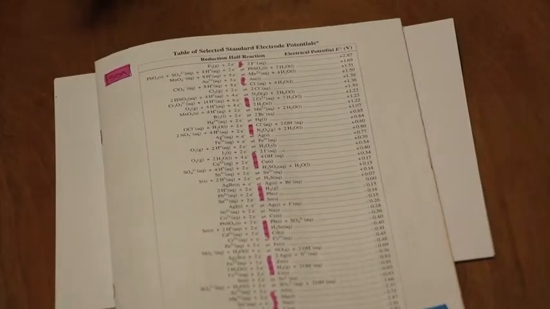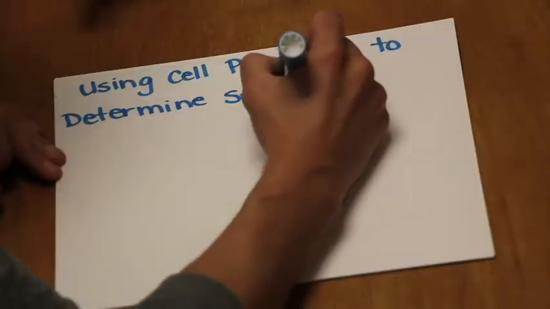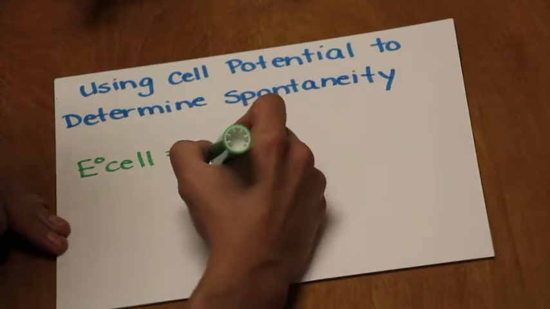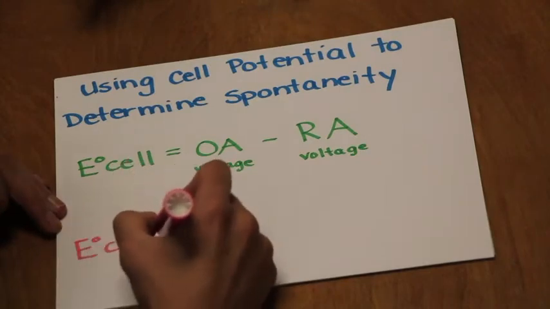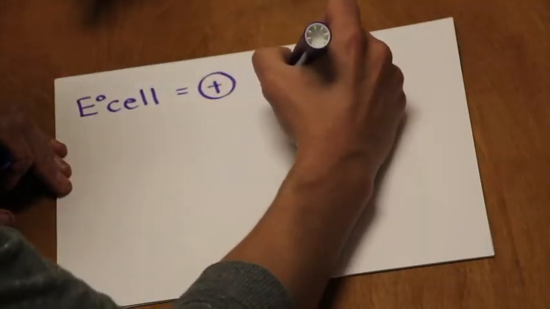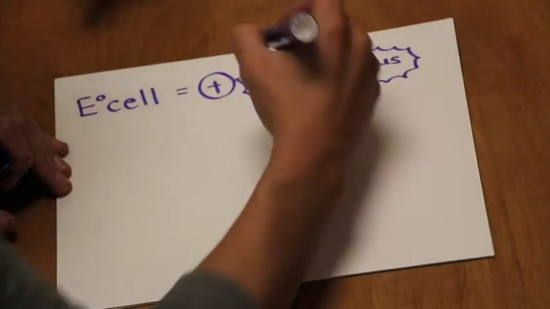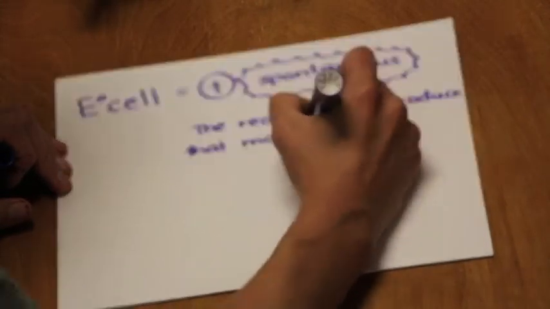You can also determine the spontaneity by comparing the oxidizing agent voltage versus the reducing agent voltage. The voltages can be found on the chart in the data booklet. You will determine the cell potential by subtracting the reducing agent from the oxidizing agent, or cathode minus anode. If the cell potential has been determined to be positive, then the reaction is spontaneous. That means it requires no energy. It will actually produce that much energy.